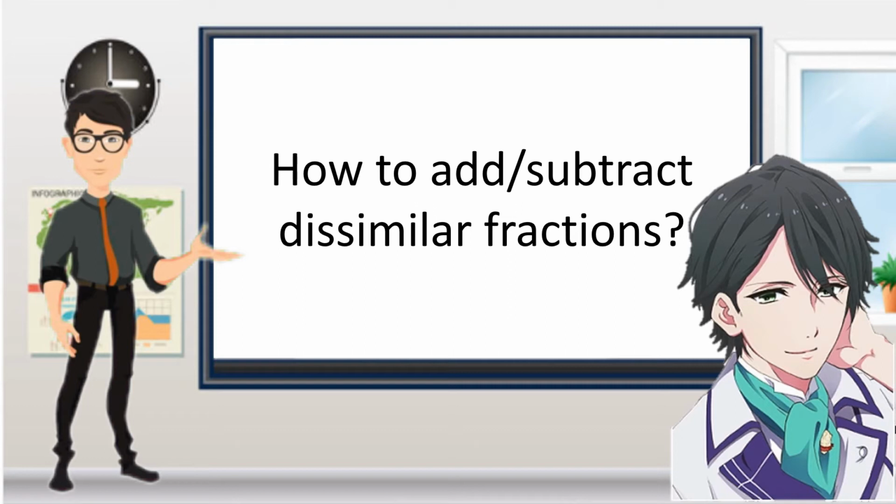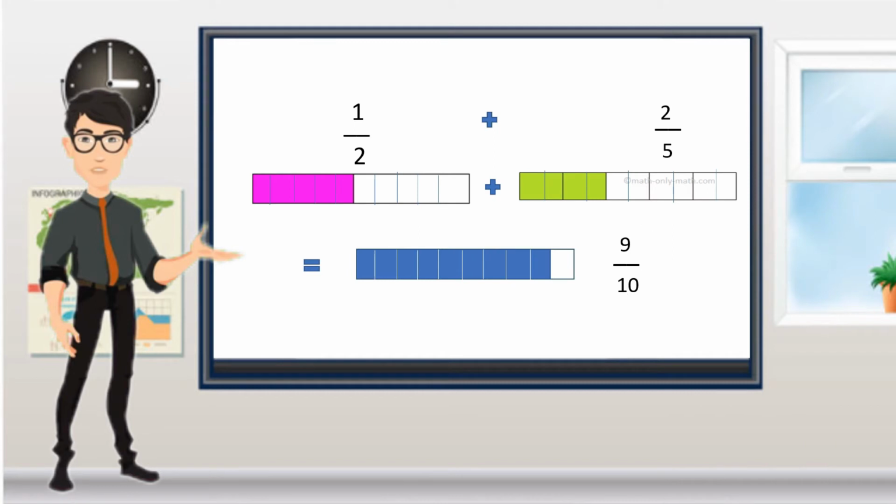How to add and subtract dissimilar fractions? What do you notice in this figure? So we have 1/2 plus 2/5 is equal to 9/10. As you observe in this figure, the parts have the same size. So when we count, we count 9 out of 10.